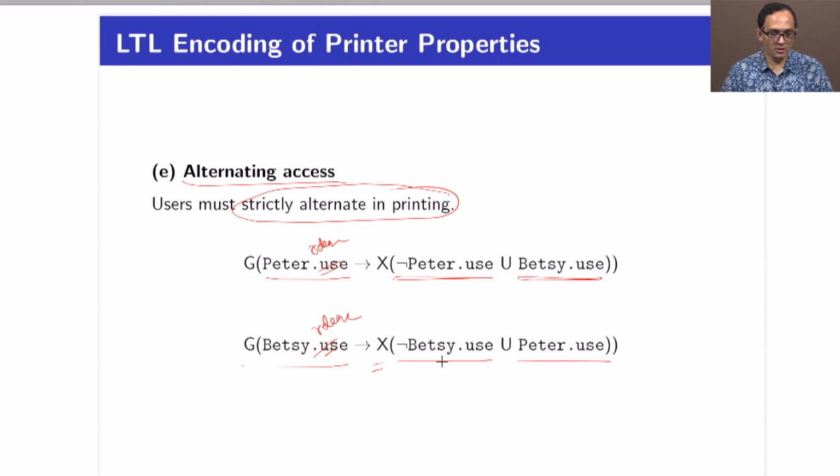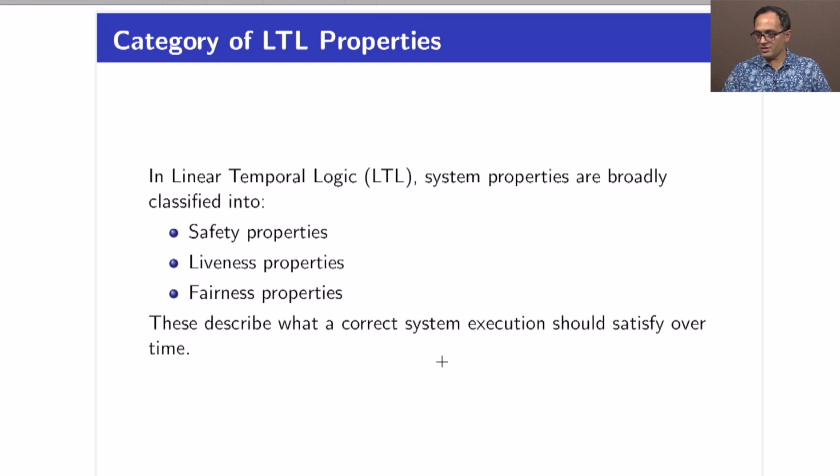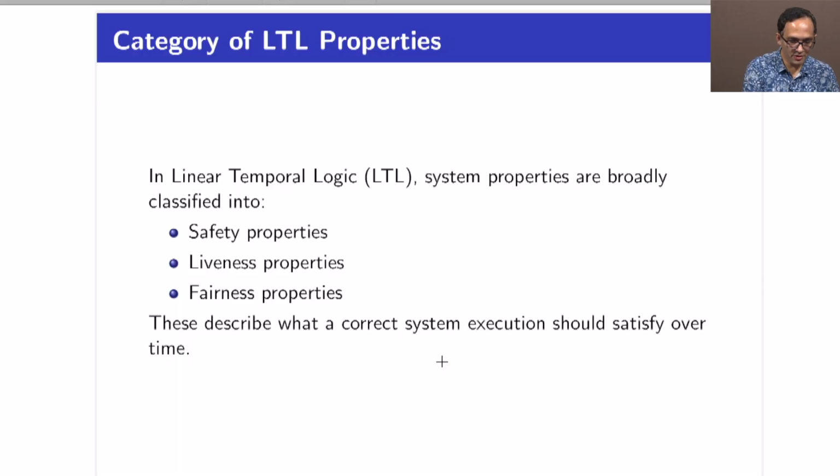Okay. So in general, in LTL, we can take any property which basically encodes certain things in the context of time, but we can categorize these properties in three different categories, right? One is safety, one is liveness, and one is fairness. Okay. So I'll just take the same example of the printer and try to see which property was a safety property, which was a liveness property, and which one is a fairness property.